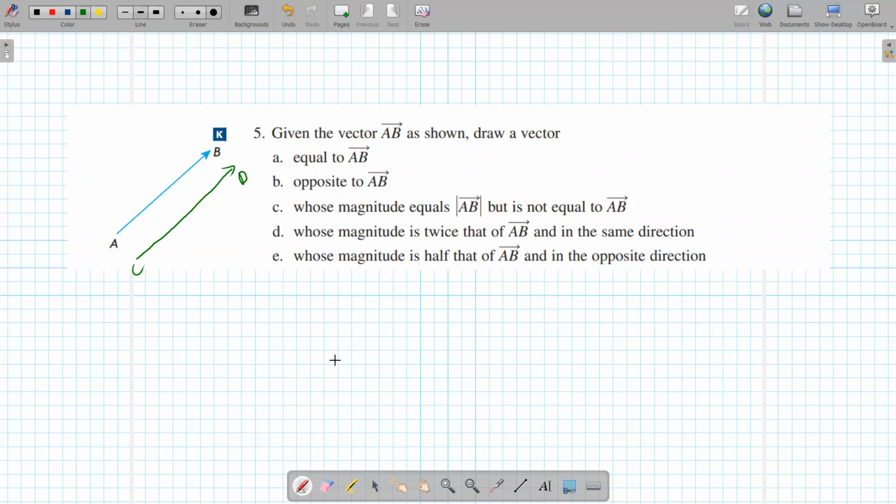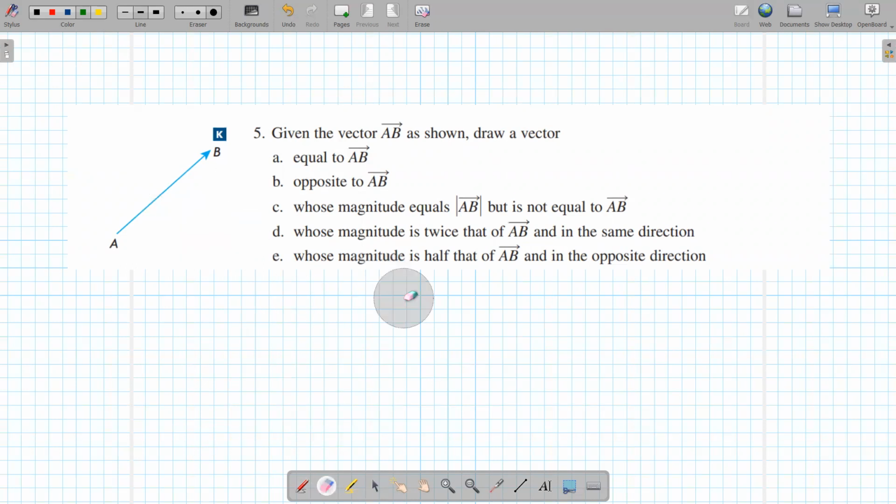B, opposite to AB. What would that be? Opposite. You just draw it in the opposite direction. Yeah, exactly. So we just draw it opposite. Boom, BA. That'll be opposite.